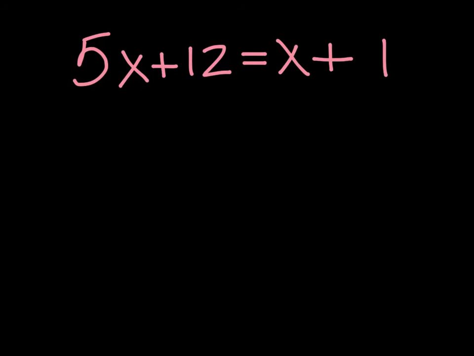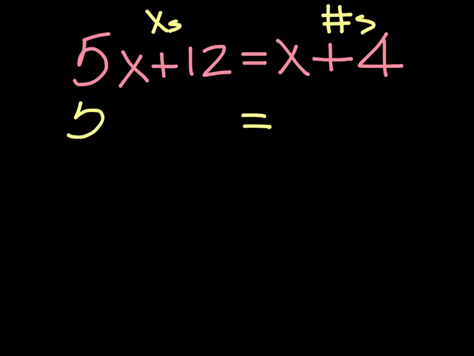Another example, this one is 5x plus 12 equals x plus 4. Remember, we need x's on the left and numbers only on the right. What is on the left that stays there? 5x. And what must go over there with it? This x, but is this a positive or a negative x? It's a positive, so what do I do on the other side? You can change it to negative, which will be the same thing as subtraction.